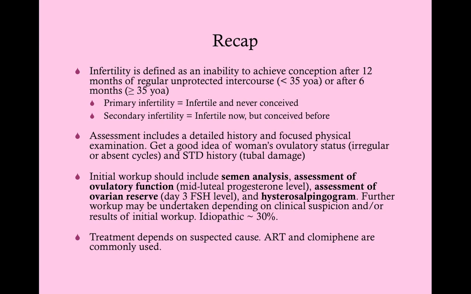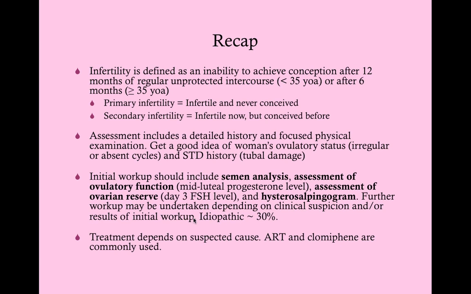Initial workup should include a semen analysis, assessment of ovulatory function, which is a mid-luteal progesterone level, assessment of ovarian reserve, which you get with a day 3 FSH level, and a hysterosalpingogram. You may do that after you do the first three and then wait to do the hysterosalpingogram, or you might just go straight into it. I would say just base it on your suspicion. If she's got a history of multiple D&Cs or STDs, or pelvic pain, you might just go straight in and do the hysterosalpingogram right away because your index of suspicion of anatomic issues like adhesions and inflammation is much higher. So just use clinical judgment.